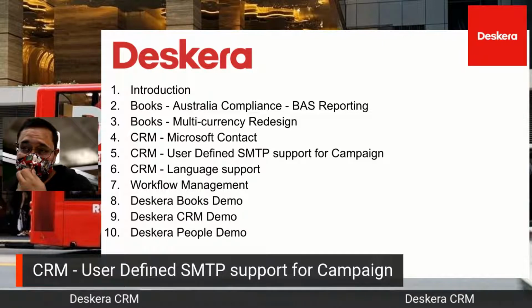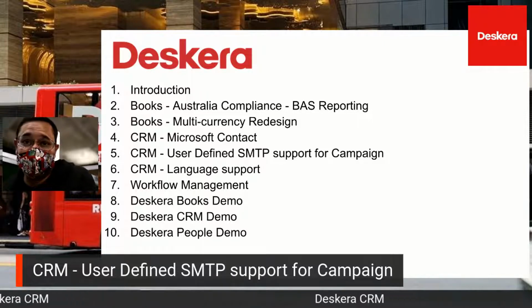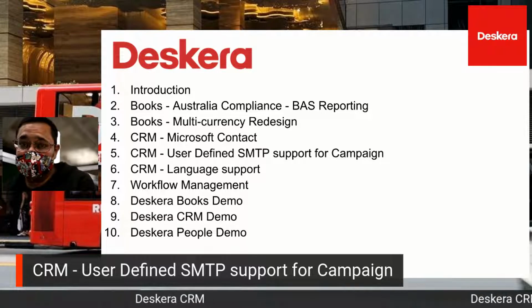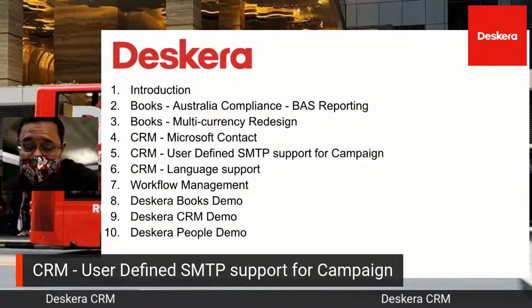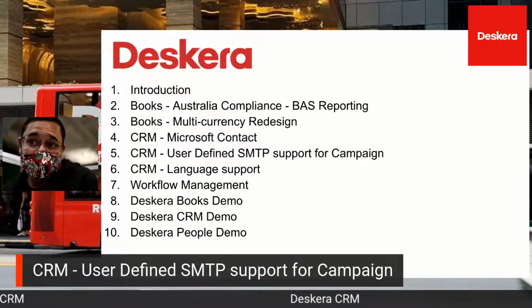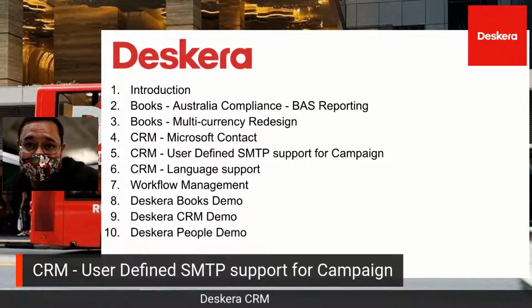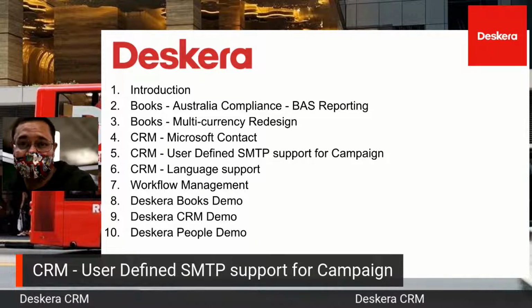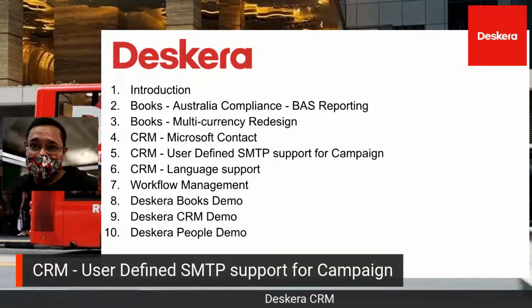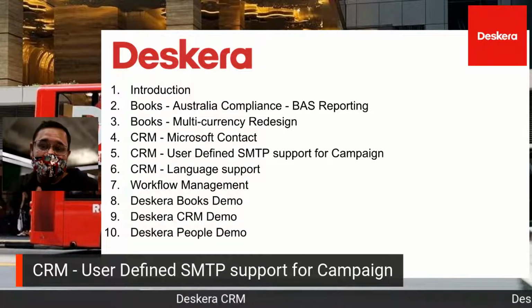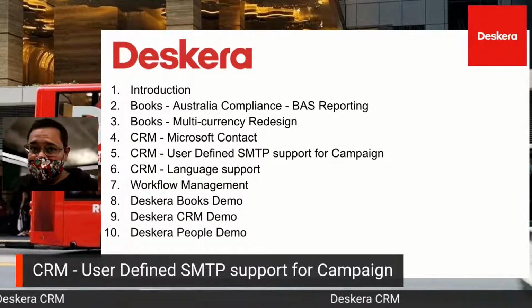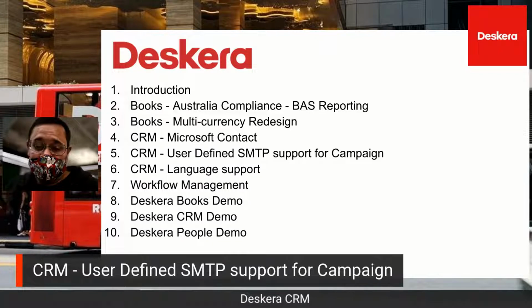And the best part about that is that if you're using your own SMTP to send out emails through the email campaign module, the Deskera limits won't apply to the email sent, right? Because it's going through your SMTP. So whatever limits that may be applicable to your SMTP are the ones that are going to apply. We are not going to impose any additional limit at all.